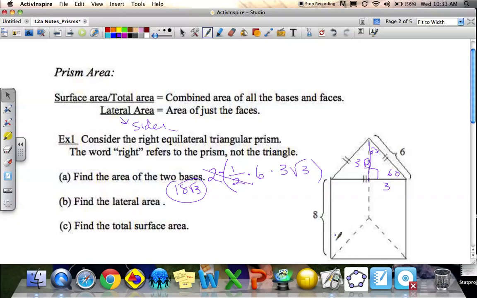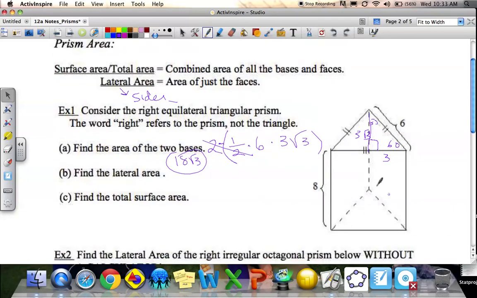The lateral area is just the area of the 3 rectangles, and each of the rectangles has an area of 48, 8 times 6, so we would do 48 times 3, which is 96. I'm sorry, 144. 144. And the total surface area, you would add them. 144 plus 18 root 3.